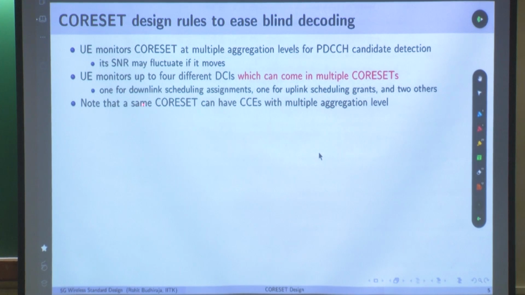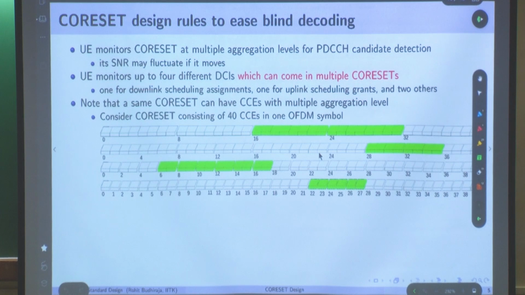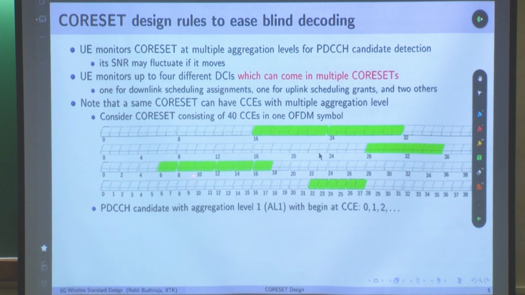Note that the same CORESET can have CCEs with multiple aggregation levels. That is what we just said. It can have CCEs with multiple aggregation levels, and I will show you how. That is how these CORESETs are defined for this particular user. So, you can take this as the OFDM symbol, along the frequency axis.